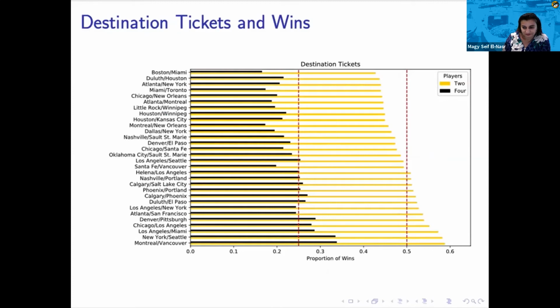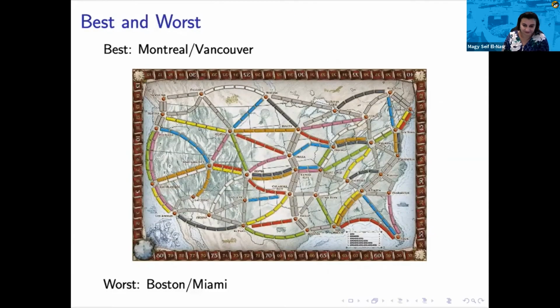The Boston to Miami route wins far less frequently than the Montreal to Vancouver route, and let's wonder about why that's the case. So let's look at a map of the board game itself, and ask: what is it about the Montreal to Vancouver destination ticket which makes it so much better than the Boston to Miami one? Montreal to Vancouver is the top right to the top left. Boston to Miami is the bottom right to the top right.